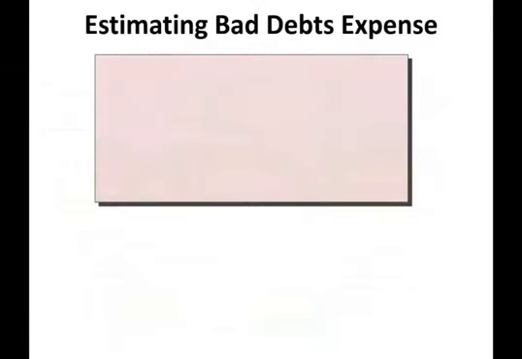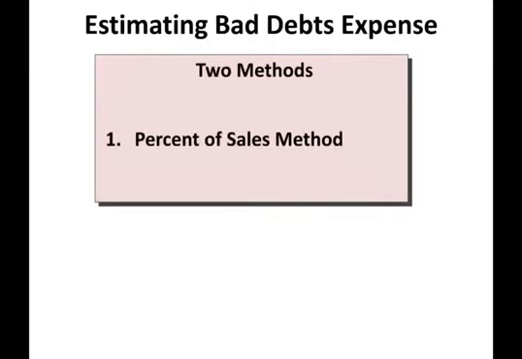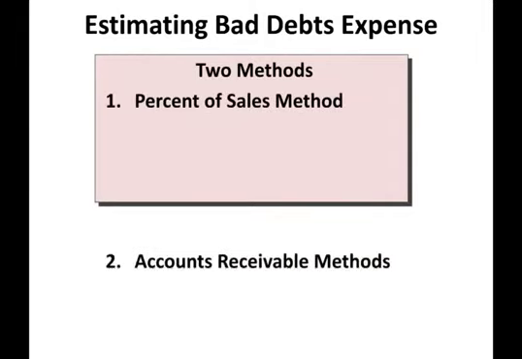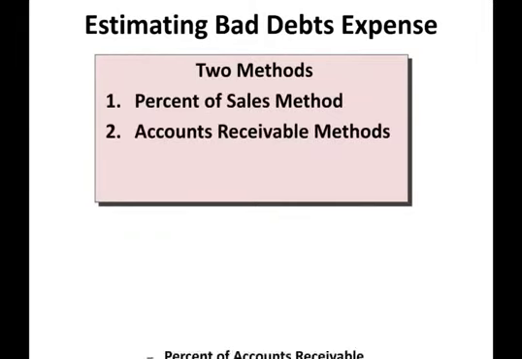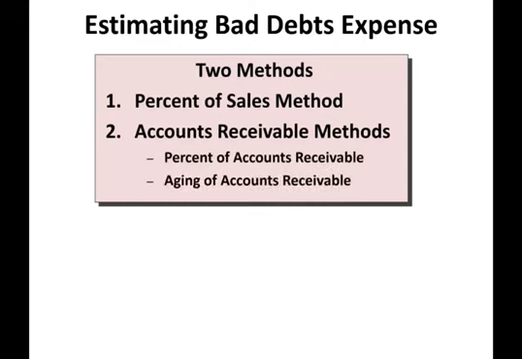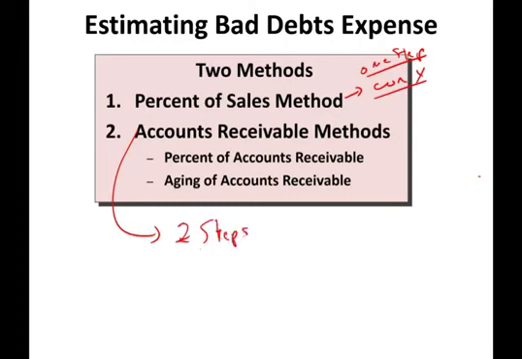Now let's be more specific. How do companies estimate bad debt expense? There are two methods to estimate bad debt expense using the allowance method. There's the percentage of sales and the account receivable method. We have two sub-methods under the account receivable. Under the percentage of sales, put down one step, easy. It's one step and it's an easy method, and you're going to see why. Under the account receivable, put down two steps. So we're going to have to undertake two steps, and you will see what I mean.